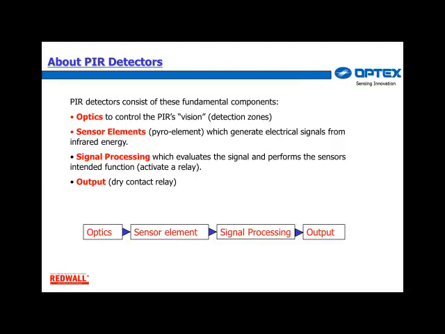PIR detectors consist of these fundamental components: optics to control the PIR's vision or detection zones, sensor elements or pyro elements which generate electrical signals from infrared energy, and signal processing which evaluates the signal and performs the sensor's intended function, that is, activate a relay, and the output, which of course is the dry contact relay itself.